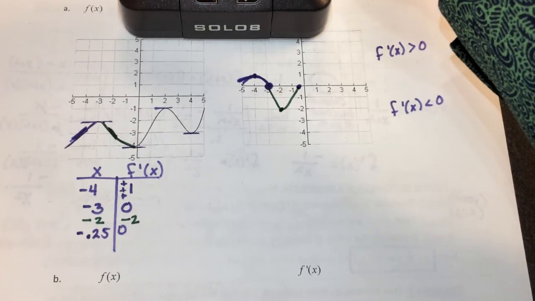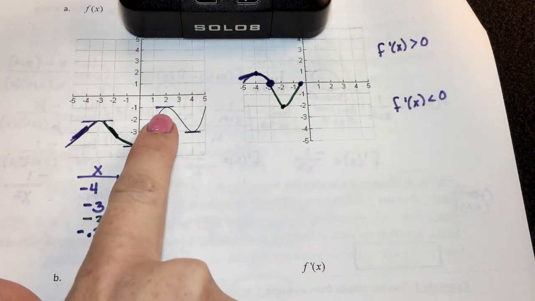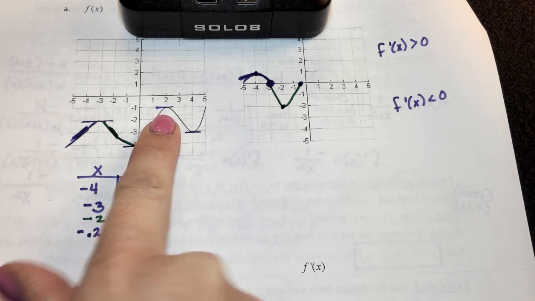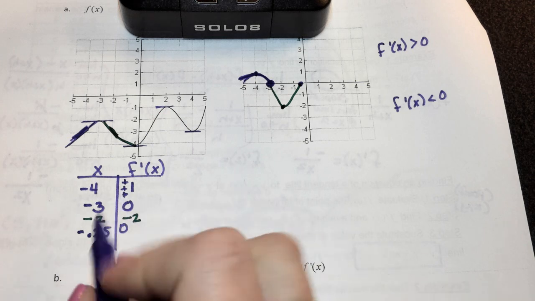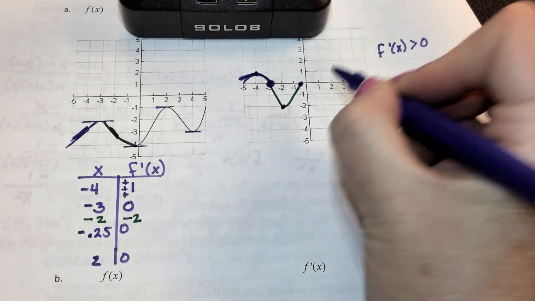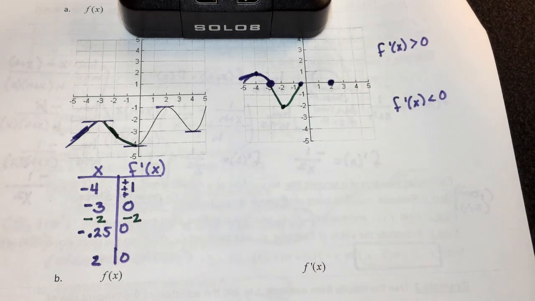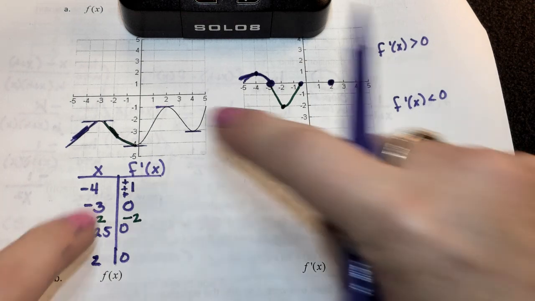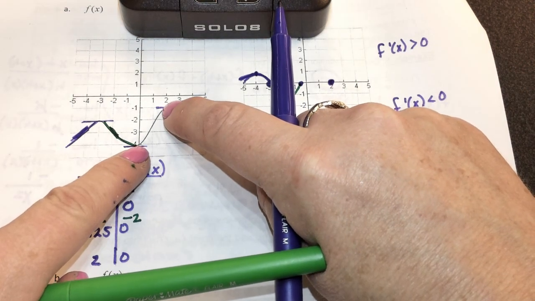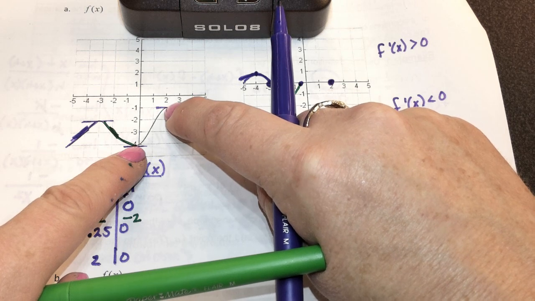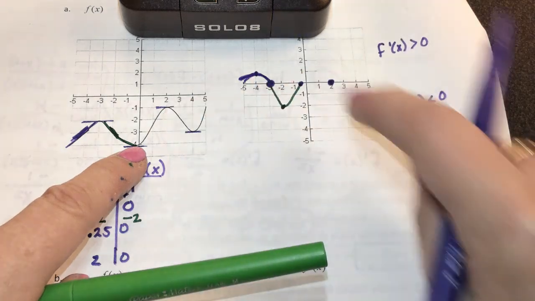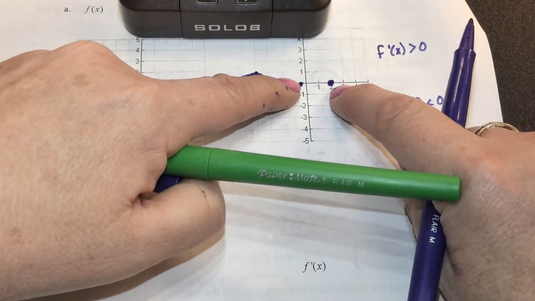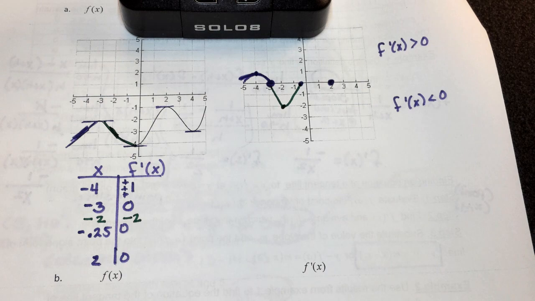Next, you told me that we have a horizontal tangent line at 2. So at x equals 2, we have a slope of 0, which means I have another point on the x-axis on the graph of the derivative. So what's happening with all of the tangent lines between negative 0.25 and 2? These are all what? Positive. So what does that tell you about the graph of the derivative between negative 0.25 and 2? It's going to be what? It's going to be above.